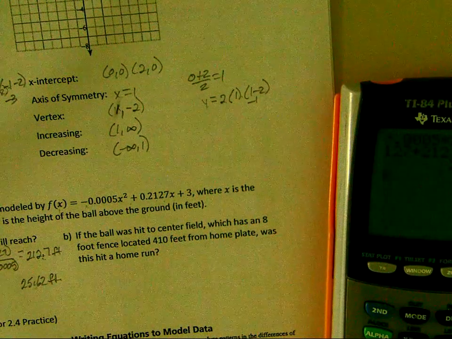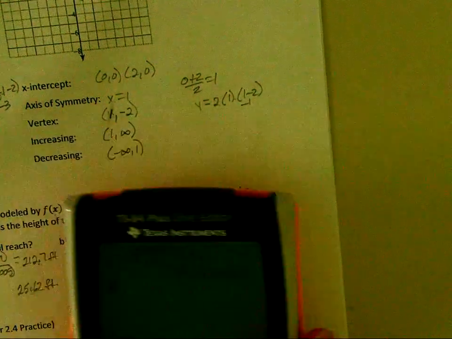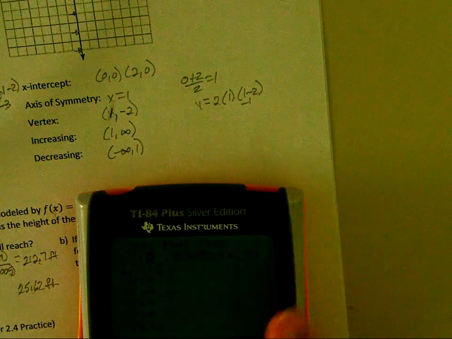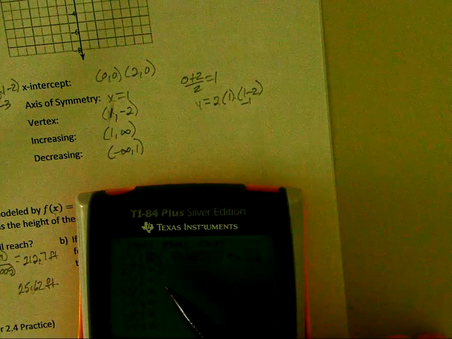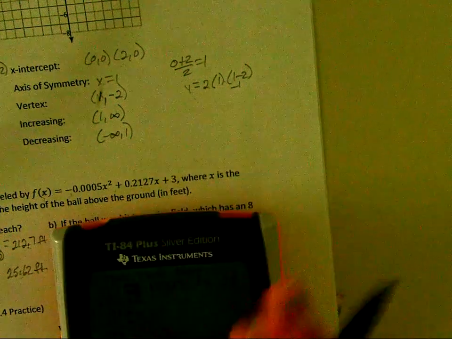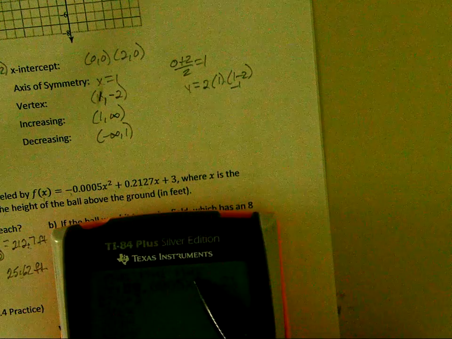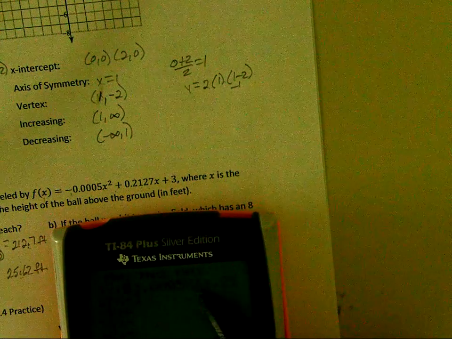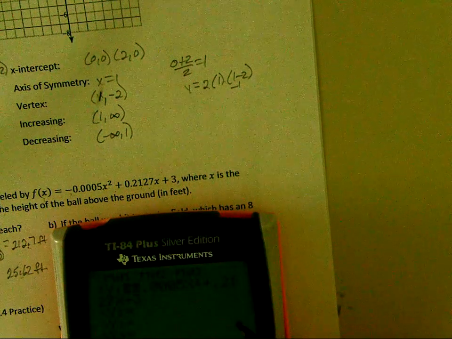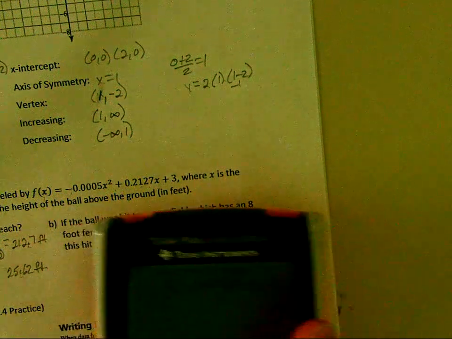Another way to do this is you could go to your y equals and plug that equation in. I can't see this very well, but I've plugged in negative 0.0005 x squared plus 0.2127x plus 3. The only tricky part about that is graphing it. You're going to have to play with your window to graph it.